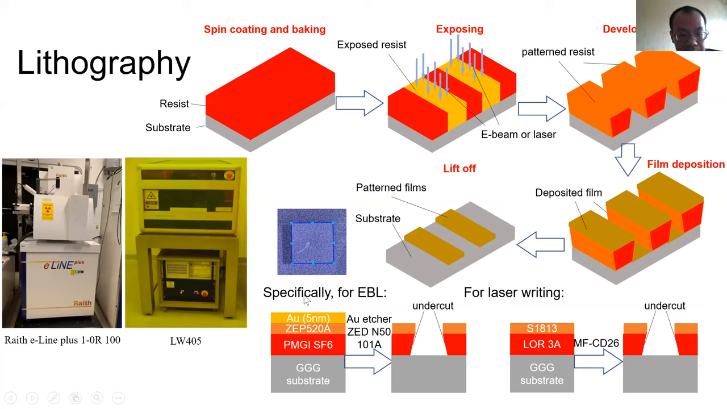If there is no gold here, as you can see, the e-beam would drift with time, because charge would accumulate at the surface of this substrate and then cause some errors in the patterns you design. We use a bilayer resist for the undercut, to avoid unwanted materials being collected with the patterned materials that we want. So when we do lift-off, the patterns would have a good shape.